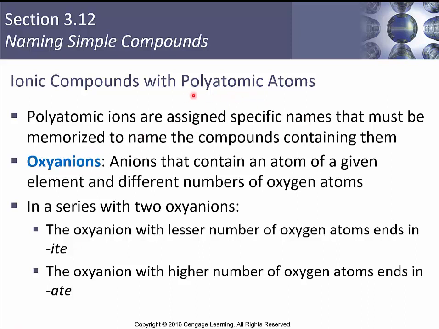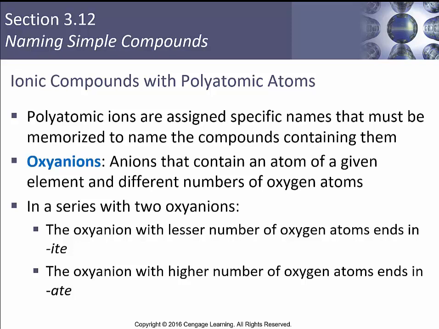One of the most common groups of these are called oxyanions, and they've got a given element and a different number of oxygens. So in a series with 2 oxyanions, the lesser one is going to be the ite, and the one with the higher number is the ate. So remember the ick, that's the higher one. You ate too much and you got ick. That's how I was tying those together. Usually it just comes with memorizing these things.